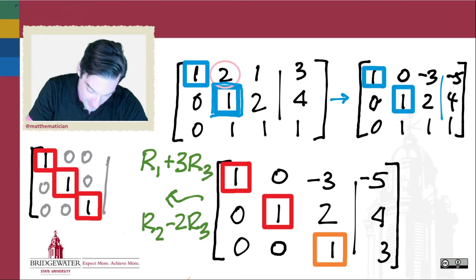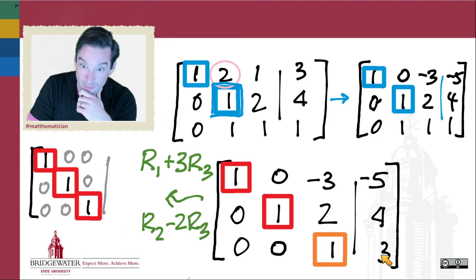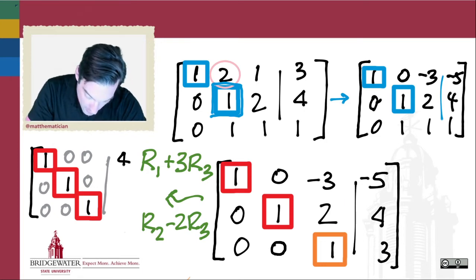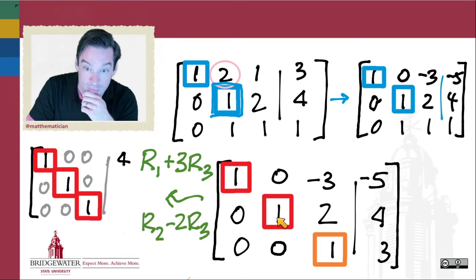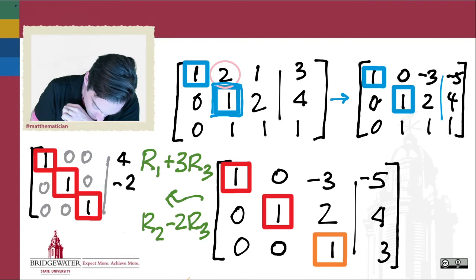And so on the right-hand side, when I do row 1 plus 3 row 3, that's going to be -5 plus 3 times 3. So -5 plus 9, that's going to be +4. So that's my entry in the first row. And then the second row, row 2 minus twice row 3. So 4 minus twice 3 is 4 minus 6, that's -2. And then my third row remains the same.